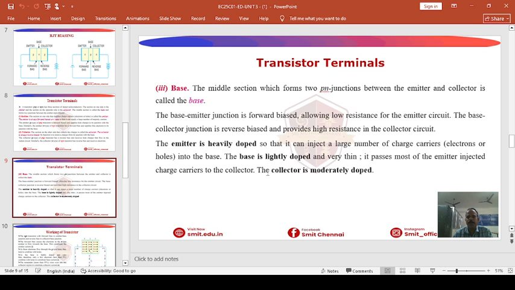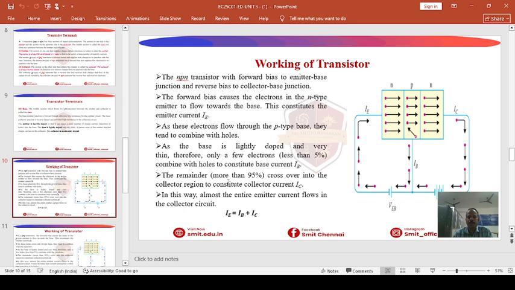Generally, the emitter is heavily doped, meaning a large number of carriers will be there, so the doping level will be quite high. Whereas our base is very thin, a very small region, so it is lightly doped. Whereas the collector is a large region where it is moderately doped. So these are the three dopant variations that we have to infuse for a transistor.